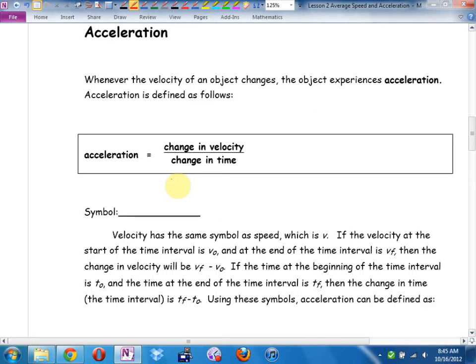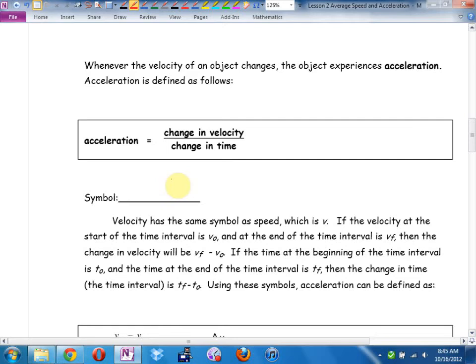Then we have the fun stuff, acceleration. Whenever the velocity of an object changes, the object experiences acceleration. Acceleration is defined as follows. It's the change in velocity divided by the change in time. The symbol that we use for acceleration is lowercase letter a, not a capital letter A.